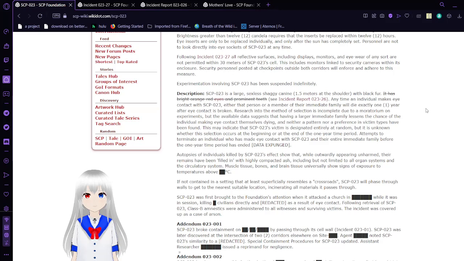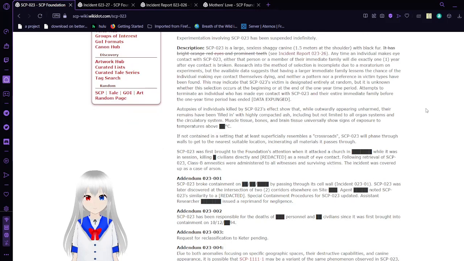Attempts to determine an individual who has made eye contact with SCP-23 and their entire immediate family before the 1 year time period has ended, data expunged. Autopsies of individuals killed by SCP-23's effect show that while outwardly appearing unharmed, their remains have been filled with highly compacted ash, including but not limited to all organ systems and circulatory system. Muscle tissue, bones, and brain tissue universally show signs of exposure to temperatures above unknown degrees Celsius.